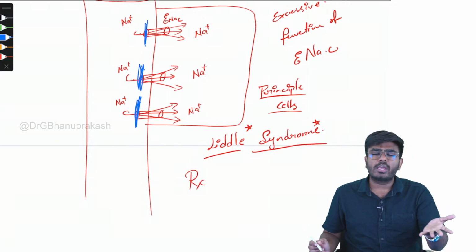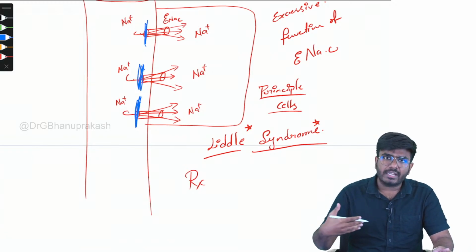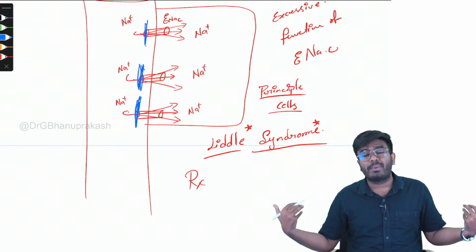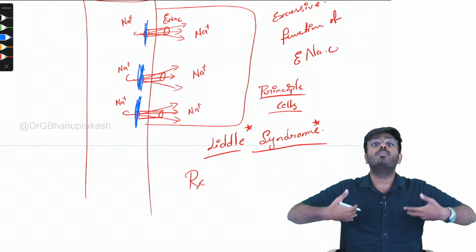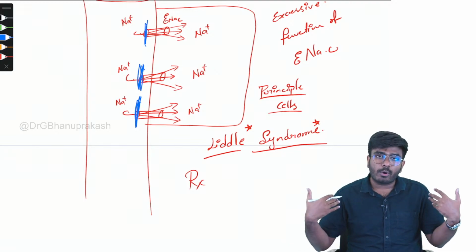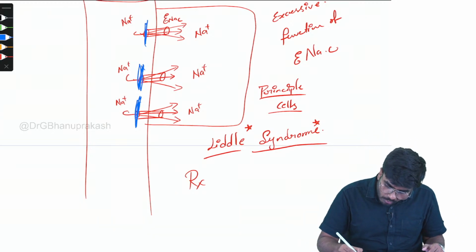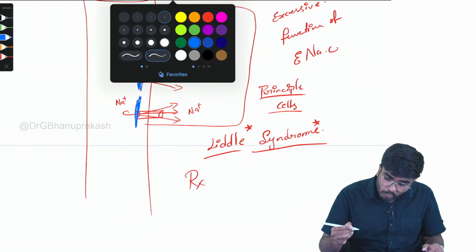If you are not blocking, it means an excessive amount of sodium is getting reabsorbed. This excessive amount of sodium will cause hypernatremia, and that will cause hypertension. More sodium means more salt in the body. More salt in the body means hypertension. So how to block these channels?